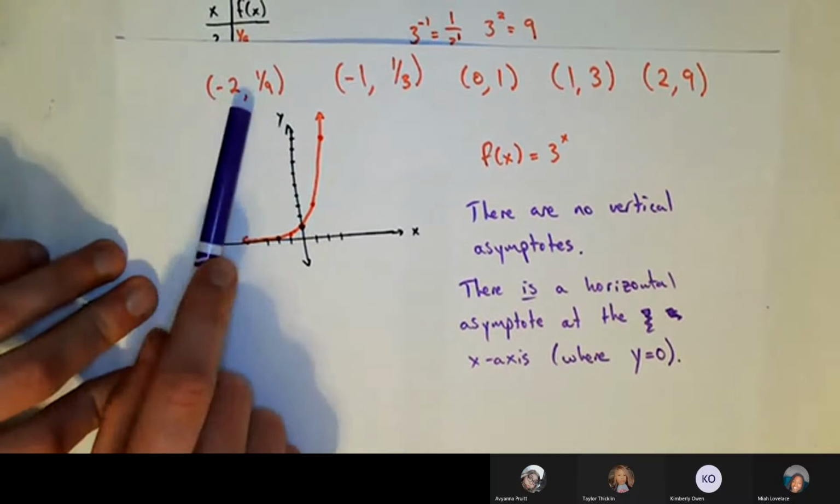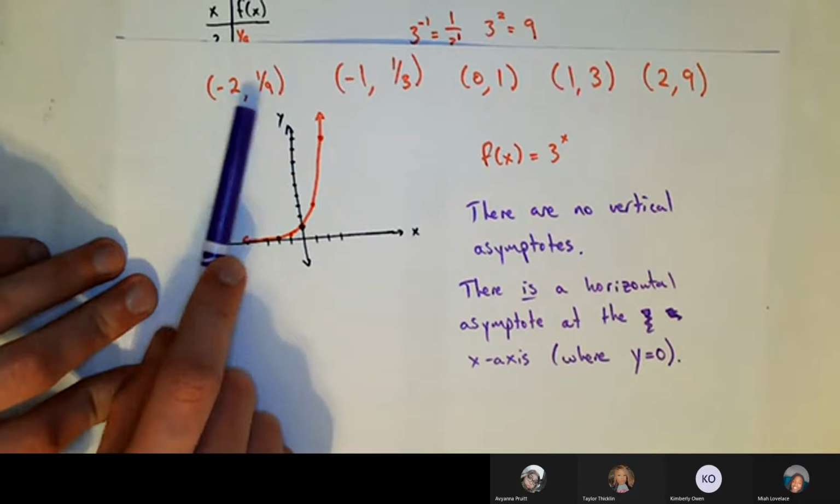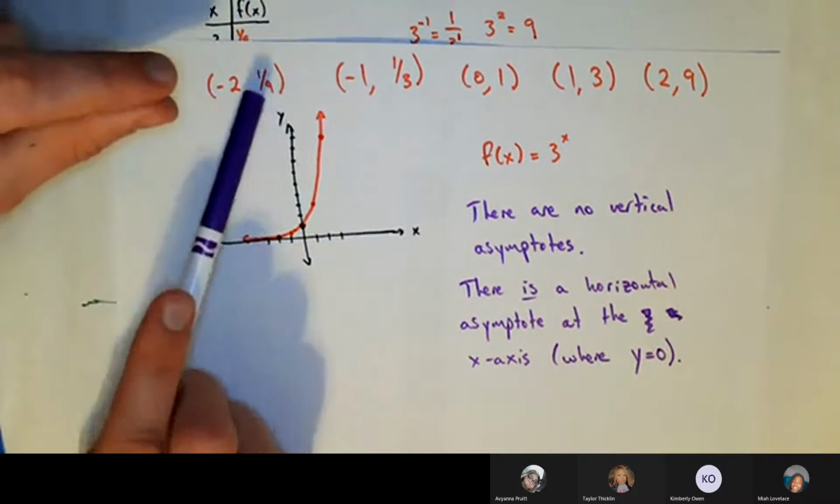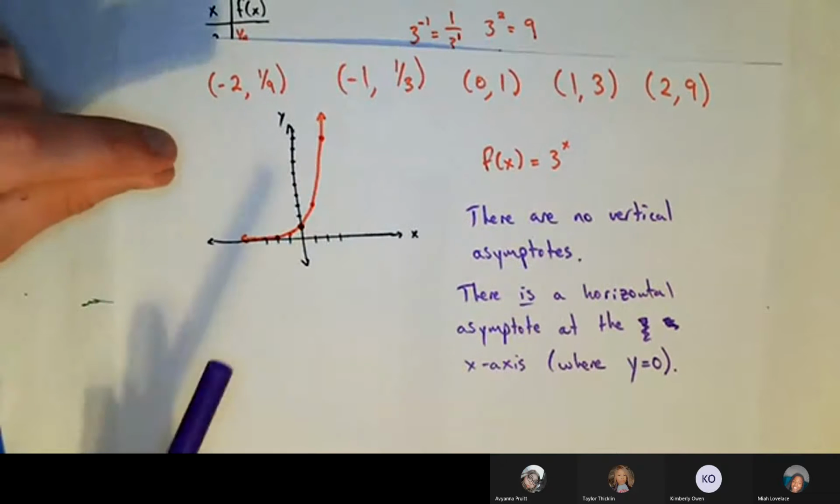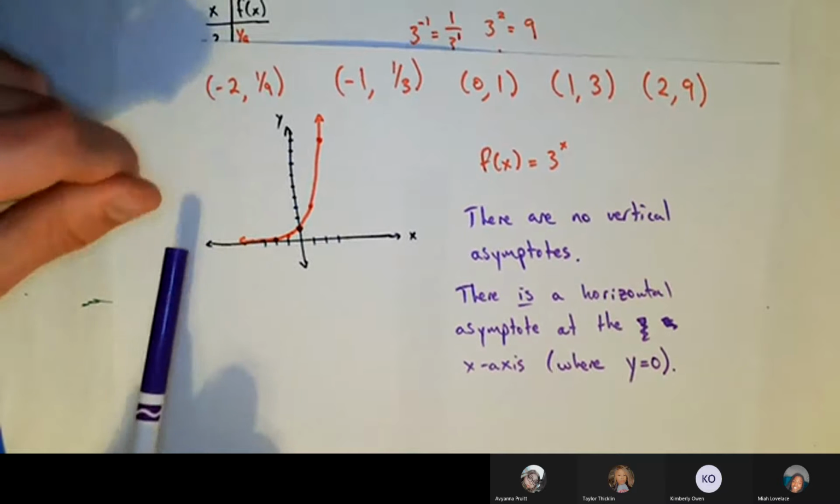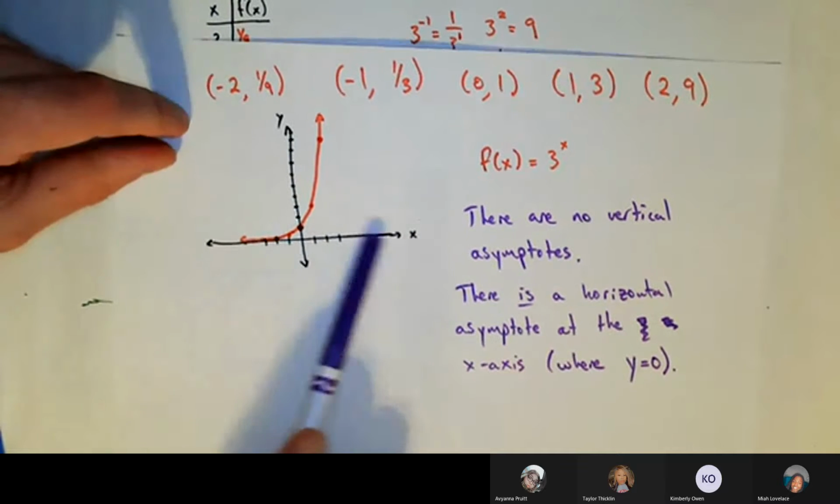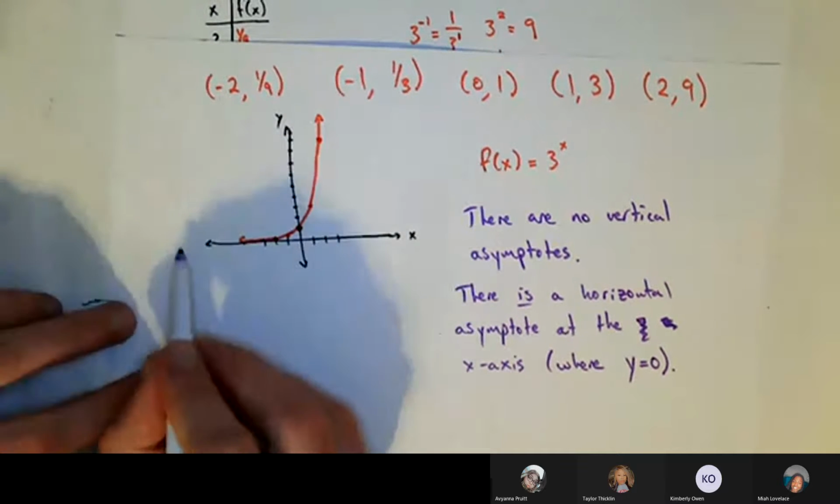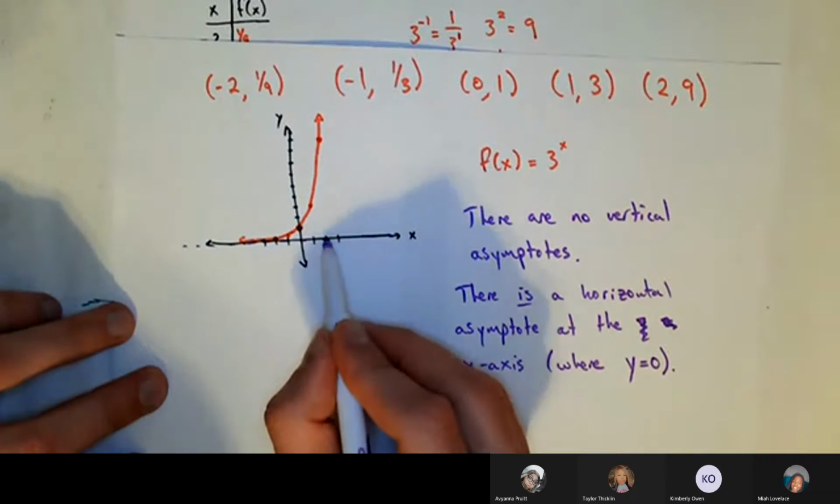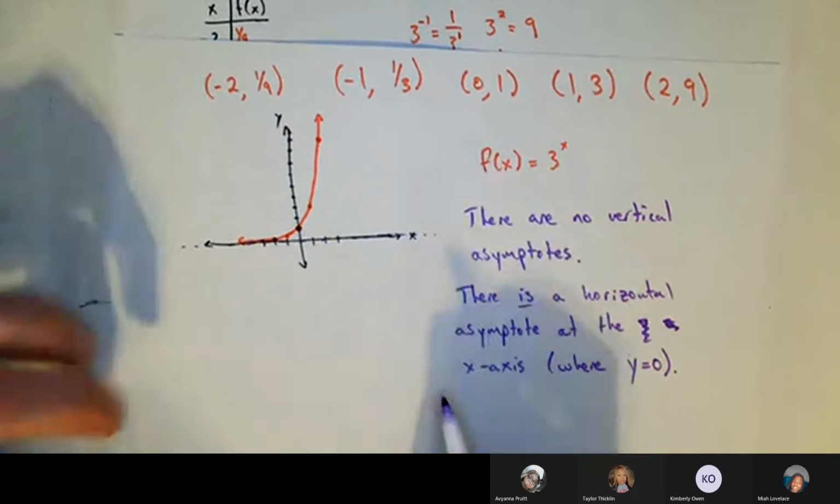So you notice if I keep plugging in higher negative values, the fraction is going to keep getting smaller and smaller. The output value, the y value, keeps getting smaller and smaller and smaller, but it will never actually touch the x-axis. That is a horizontal asymptote. So we would say there is a horizontal asymptote right here, which I guess I could draw as a dotted line, but it is the x-axis.